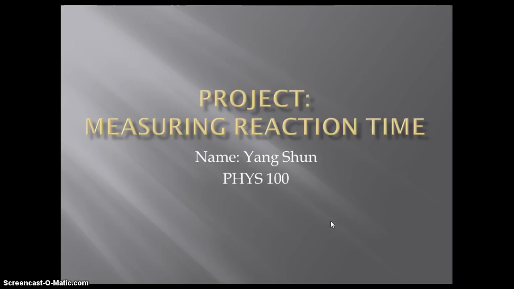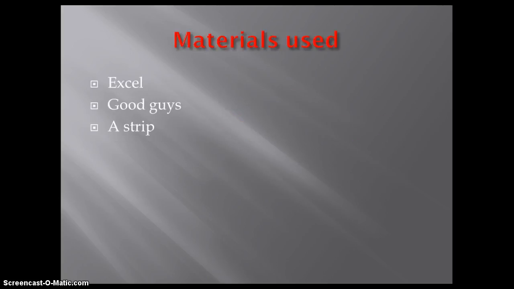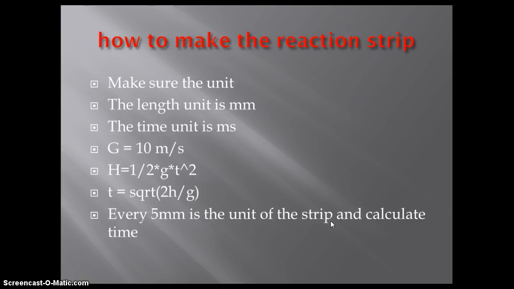So my project is measuring reaction time. This is the PHYS 100 project. The first line is the materials used. I have three things used in this project. The first thing is the easel, which I will show you later. Then the 10 people, 5 males and 5 females, and the reaction strip.